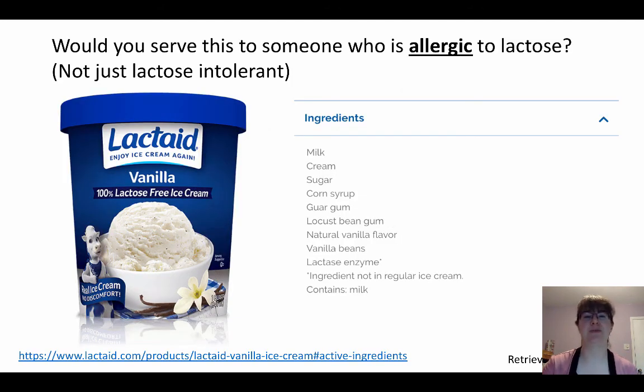So go ahead and take a minute. Would you serve this to someone who's allergic to lactose? So not just lactose intolerant, where they're missing the lactase enzyme, but an actual allergy to lactose. For those of you that don't have any friends that may have this, there are a variety of different proteins, especially in milk, that different people can be allergic to. So in this case, I'm kind of formulating, well, what if they were allergic to the lactose? My friend who's allergic to milk is actually allergic to a different protein in milk. That's not the sugar. But this is just kind of that fun what-if question.